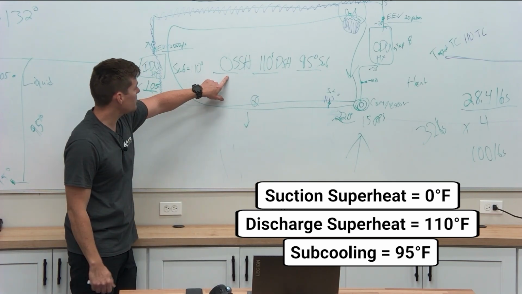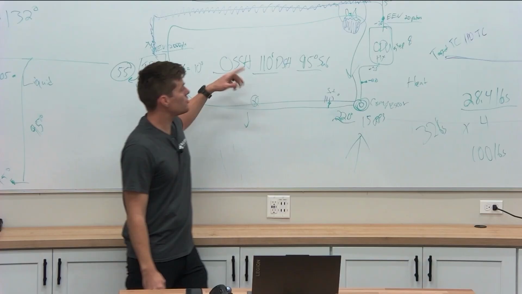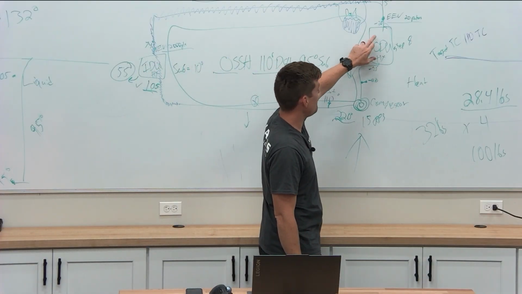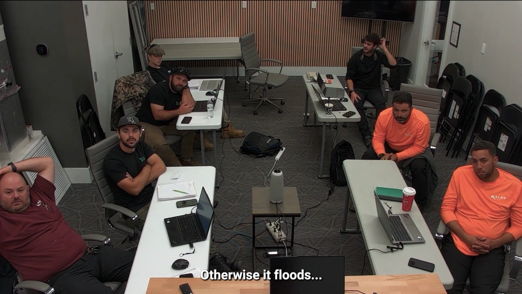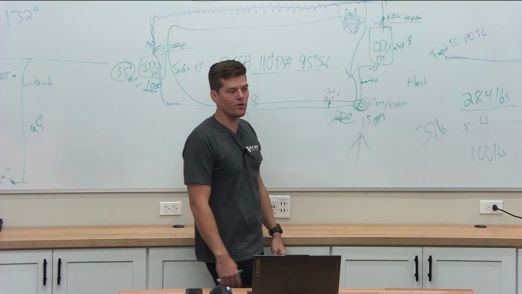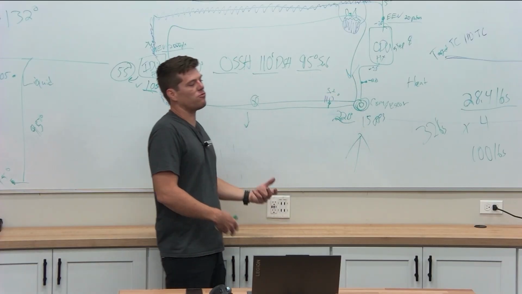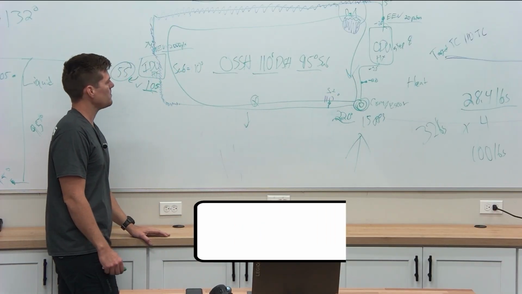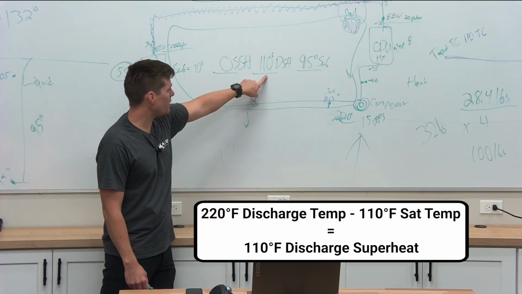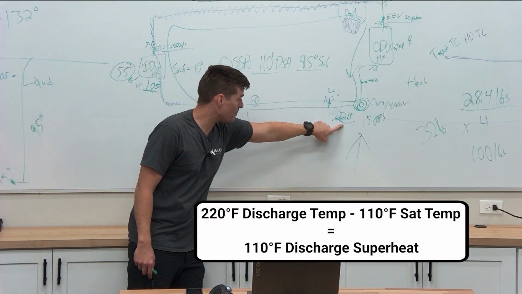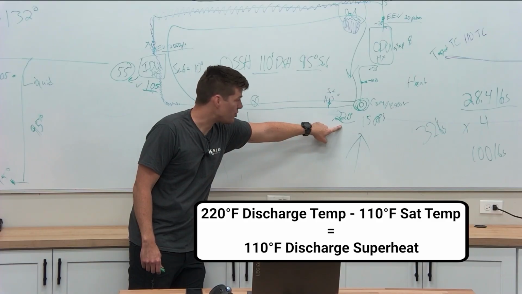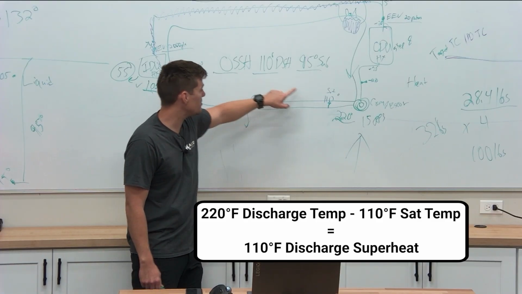The reason it's at 0 suction superheat is because there's so much liquid that it can't meter anymore. Otherwise it floods, or it closes, and then it pulls itself into a vacuum and goes off on low pressure. And so I'm getting liquid back because it's just been running this way for so long. My discharge superheat is 110. That's the discharge temperature subtracted from your saturation temperature, which gives me my discharge superheat.